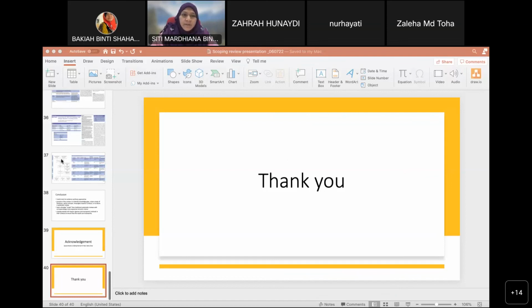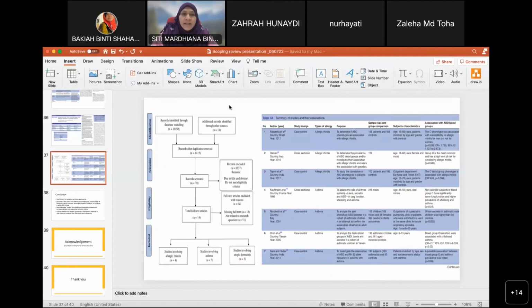The PRISMA flow, the PRISMA 2009, this one. Here you can see my slide, right? So this is the PRISMA. This one is through the database searching. For other sources, the grey literature will be included here through other sources. So you will include the numbers from your grey literature here, and you also need to mention it in your summary tables.